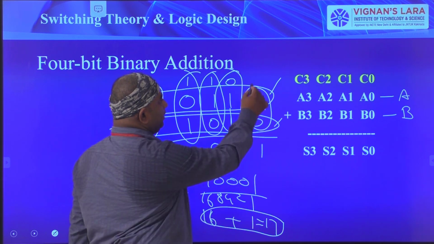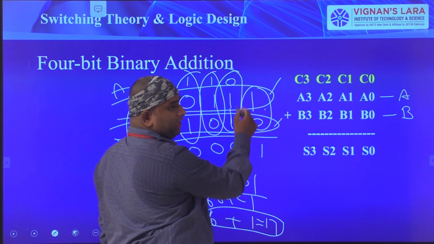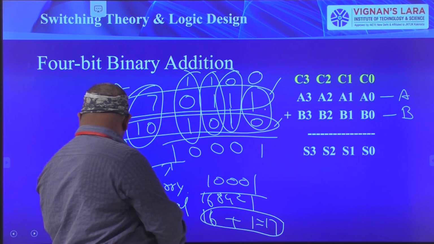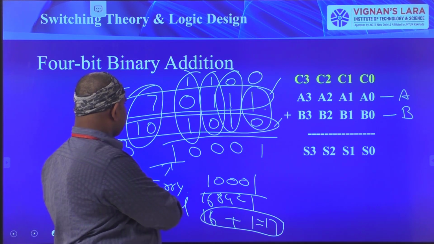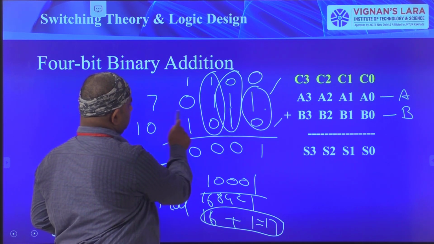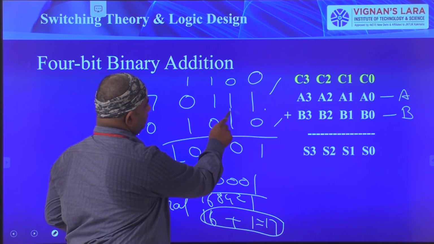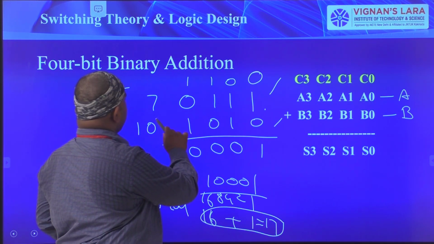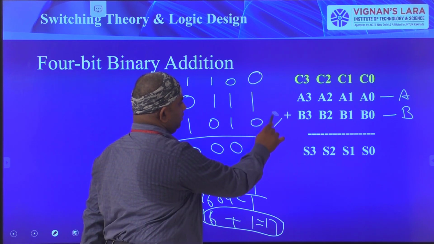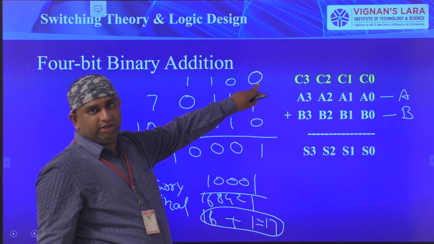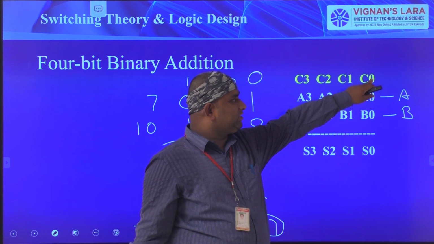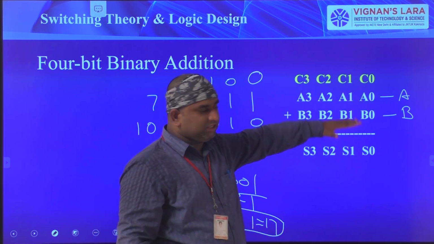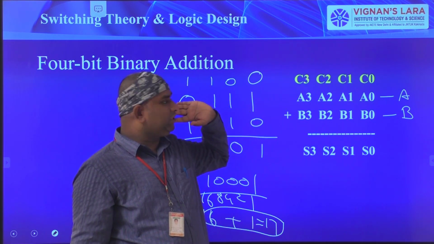Okay. So here there is no carry for the first term. So for that reason I am always representing 0. Whatever it may be, that is C0. I am representing C0, C1, C2, C3. So for these 4 bits, I have represented C0, C1, C2, C3.